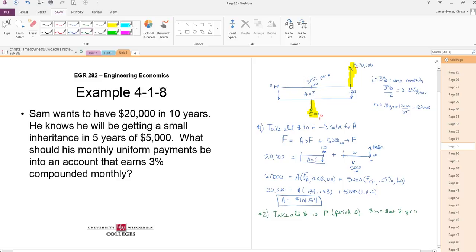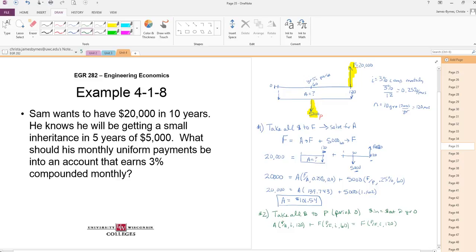So the money I'm going to put in is my A, okay? And I would bring that A back, P given A, I for 120. Plus, I've got that 5,000, that's a future, P given F, I 60. Has to equal the money I'm going to take out, that's a future, P given F, I 120. Now you say, well, how'd you do that?